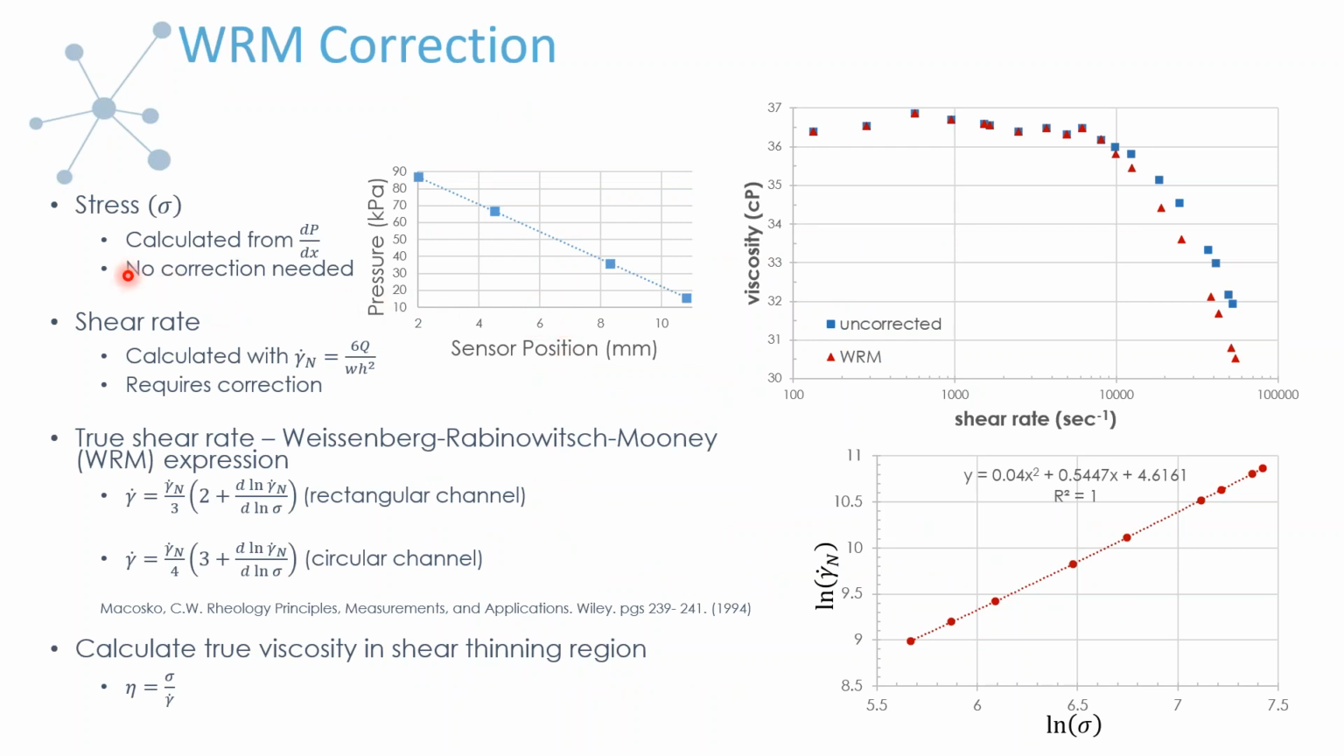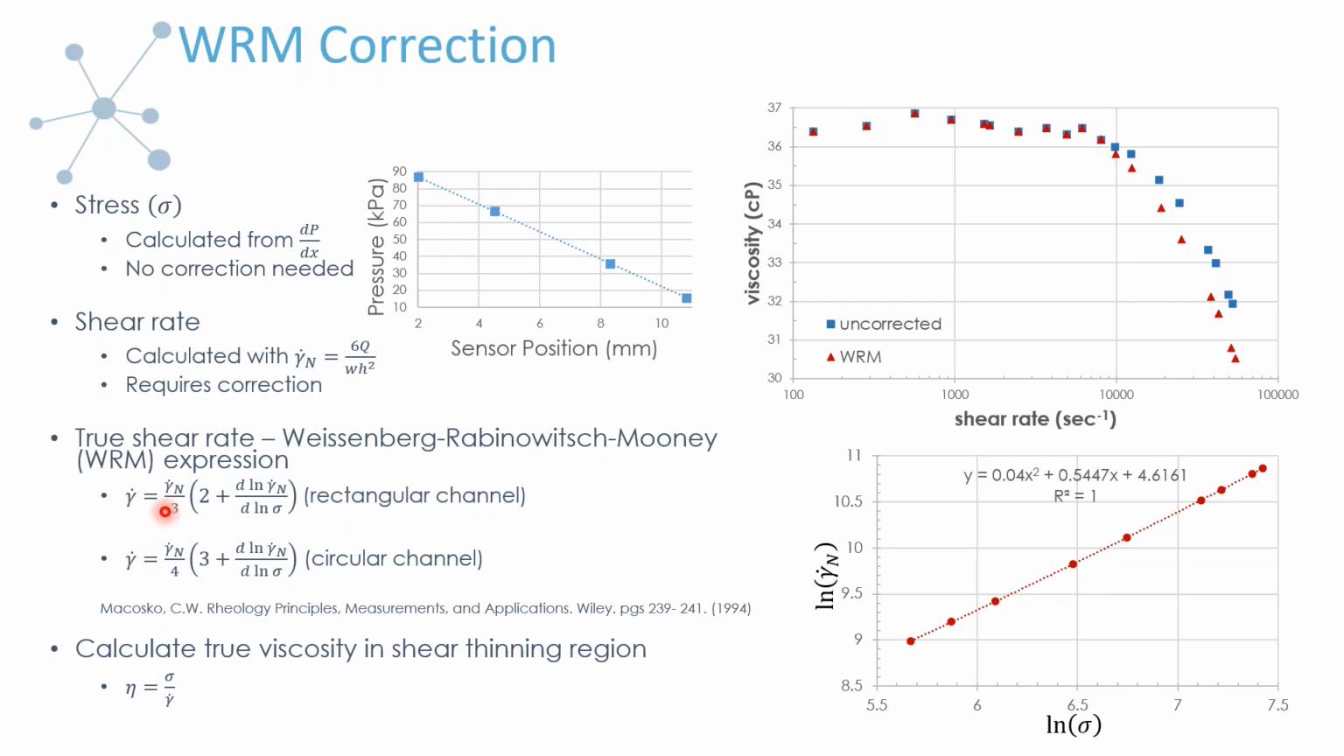So in our system, we calculate the shear stress from the change in pressure that the instrument measures. And since we don't make any assumptions about the material behavior with regard to the shear stress, there is no correction necessary or needed in our instrumentation. However, because our shear rate does make some assumptions about the material in question, we do have to make the correction. And so with the WRM correction, there are different equations that you can use depending on the geometry of your rheometer. And so in our case, we have a rectangular channel. So this is the equation that we use to do the WRM correction.